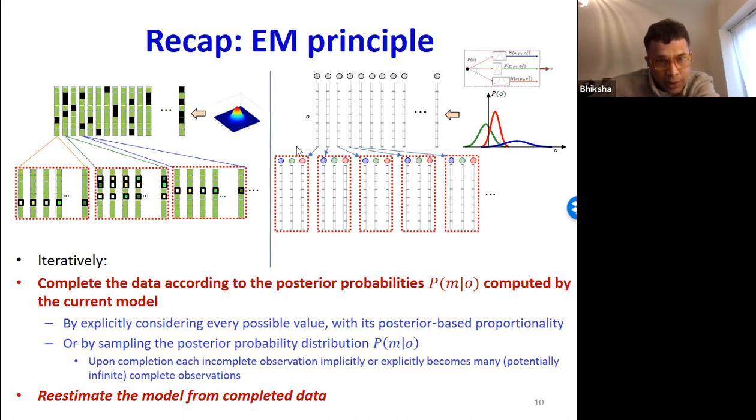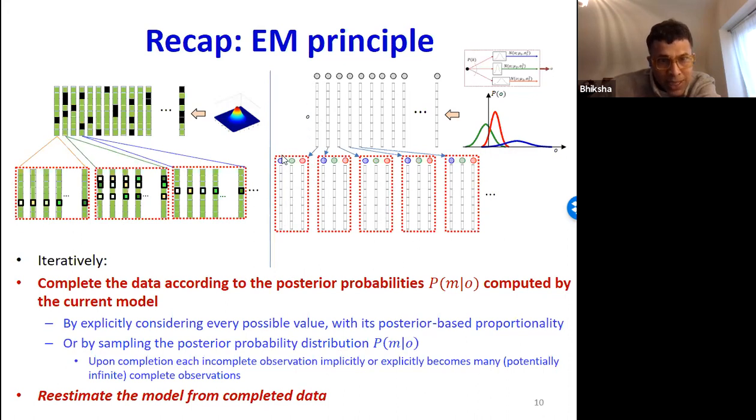So also each vector over here became a set of complete vectors, where each of them now also has the identity of the Gaussian. And then you went ahead and re-estimated the parameters of the distribution from the completed data. And then once you got the parameters, you had a new way of completing the data. So you'd construct a new bank of vectors and repeat the process.